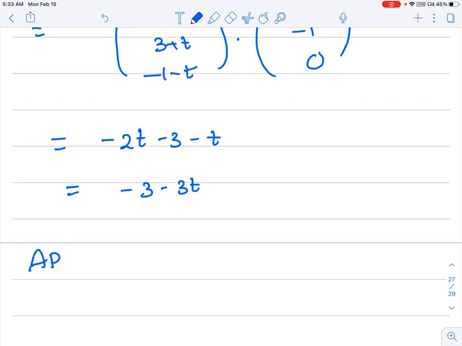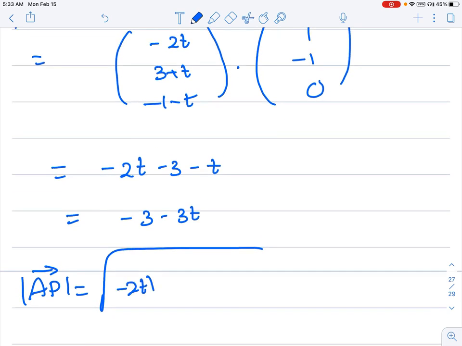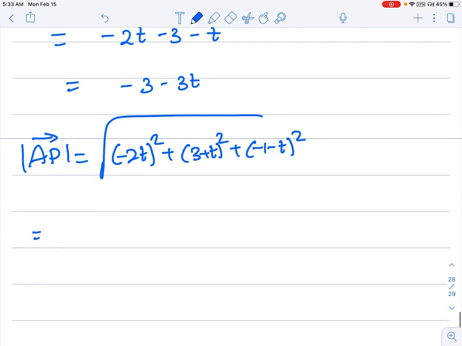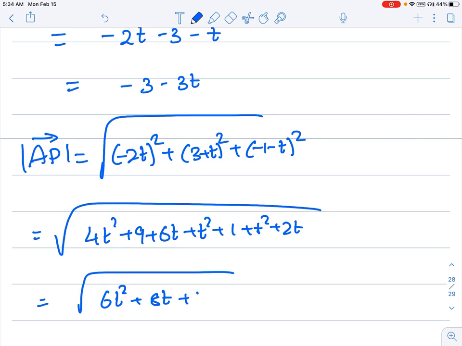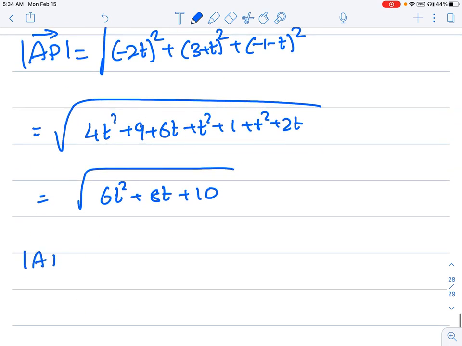Now modulus of AP will be square root of minus 2t whole square plus 3 plus t whole square plus minus 1 minus t whole square. 4t square plus 9 plus 6t plus t square plus 1 plus t square plus 2t. 6t square plus 8t plus 10. Then modulus of AB, which was i minus j, 1 square plus 1 square, which is square root of 2.